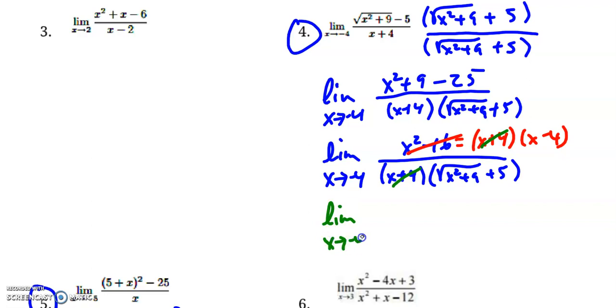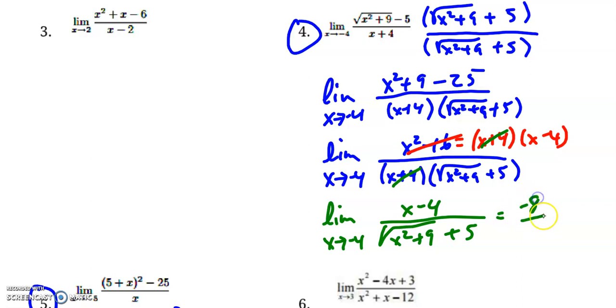So my limit as x approaches -4, I get x minus 4 over the square root of x squared plus 9 plus 5. Now I can go ahead and do my substitution. So when I plug my substitution in, I get that to be -8 over 10. And again, we always want to reduce, so -4/5.